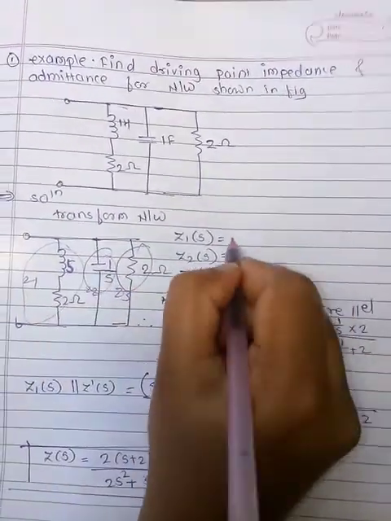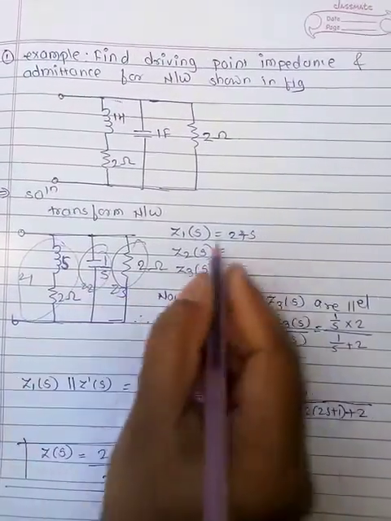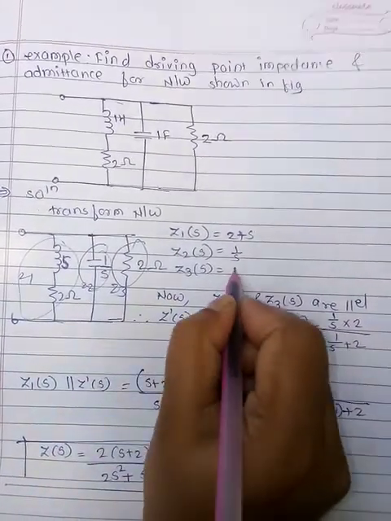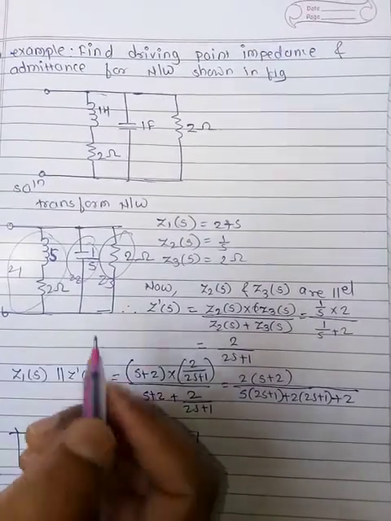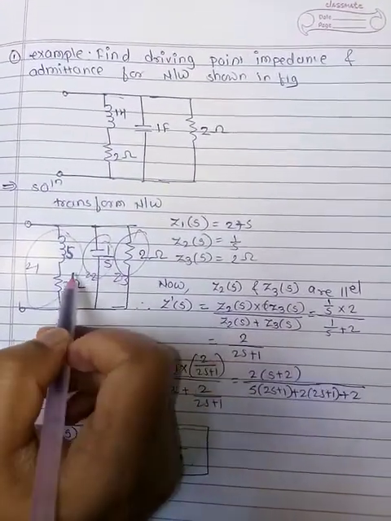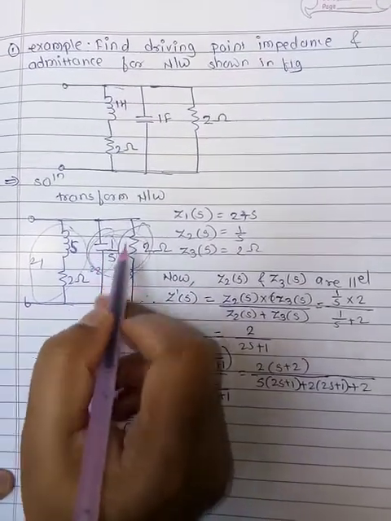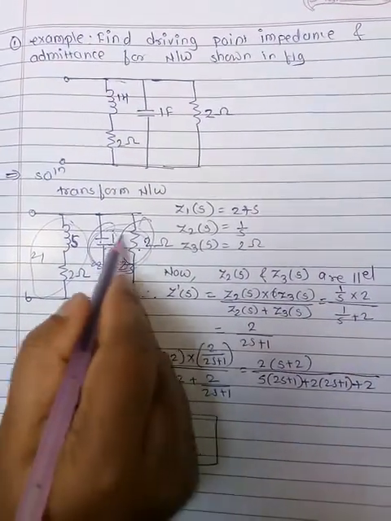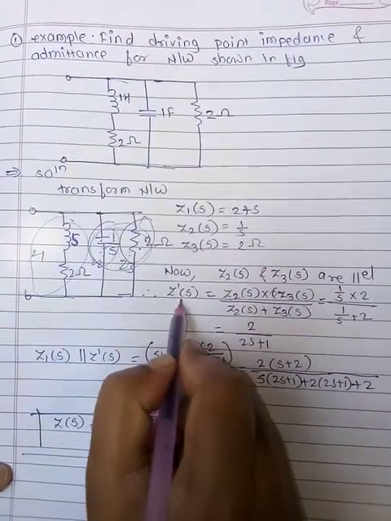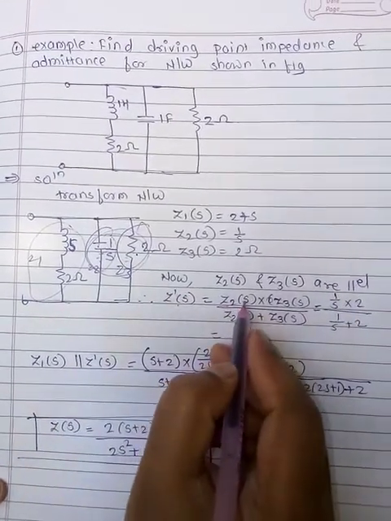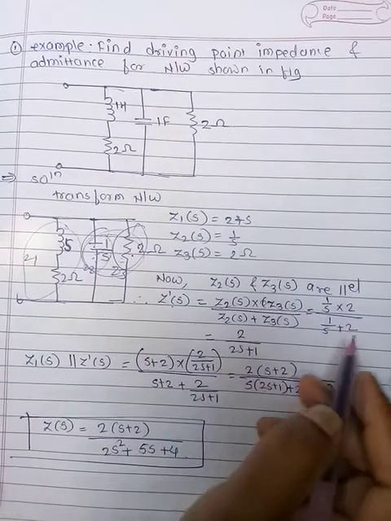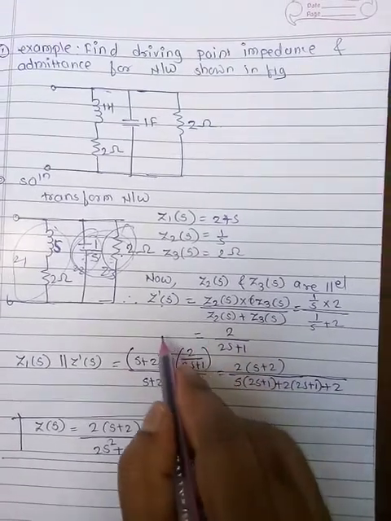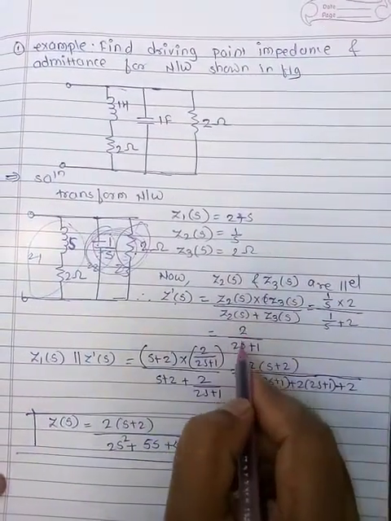Z1 is what? 2 plus s. What is the value of Z2? That is 1 upon s. And the value of Z3 is 2 ohm. These are the values of the impedances. Now we have to find the equivalent impedance. We can see these two are in parallel. So the equivalent Z'(s) is equal to Z2 into Z3 upon Z2 plus Z3. In this way, 1 upon s into 2 upon (1 upon s plus 2). Z' equivalent of this will be 2 upon 2s plus 1.